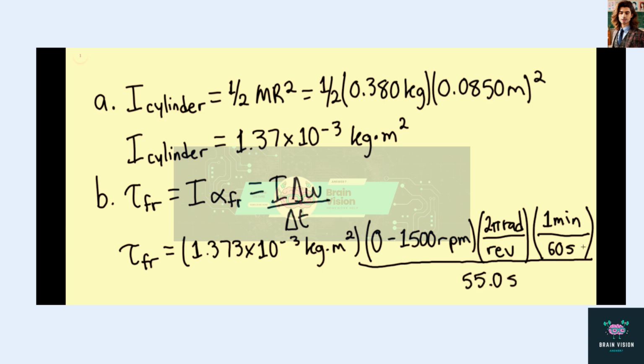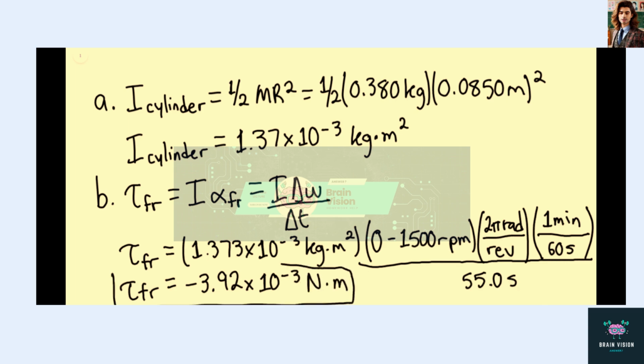And we find that the frictional torque will be equal to negative 3.92 times 10 to the negative third Newton meters. This would be our final answer for part B.